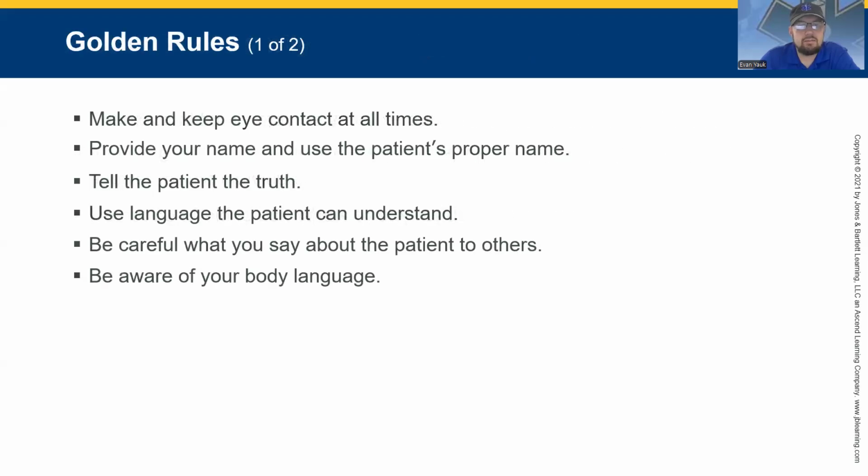Golden rule: make and keep eye contact at all times. Provide your name and use the patient's proper name. Tell the patient the truth. Use language the patient can understand. Be careful what you say about the patient to others and be aware of your body language. Eye contact's big. It shows that you are confident, it shows trust, it shows respect. Provide your name and use the patient's proper name. Ask them, what would you like to go by? How would you like me to address you?